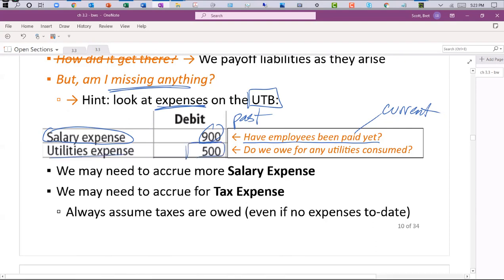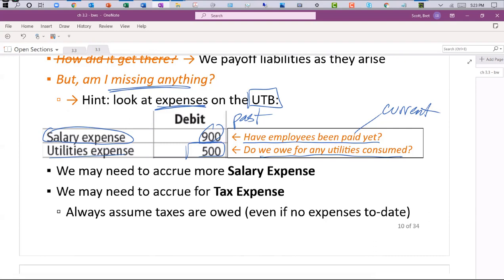Utilities expense, there's a $500 expense there. I paid that in cash. But time has gone by. Do I owe any for current utilities that have been consumed? You don't have to worry about trying to guess this stuff. I will simply tell you what the utilities accrual needs to be. You just need to know the journal entry.